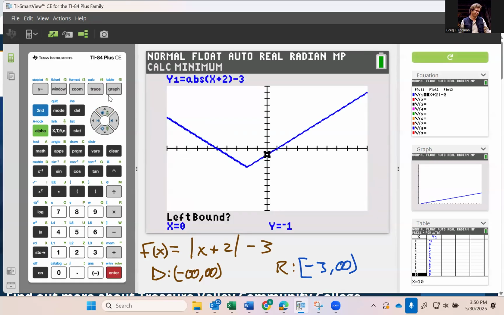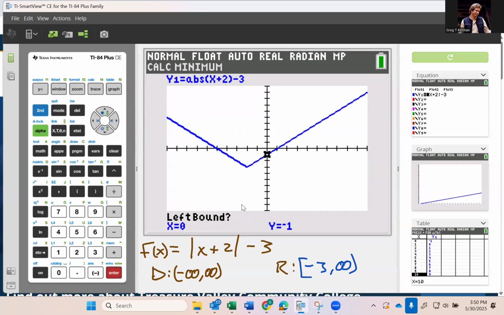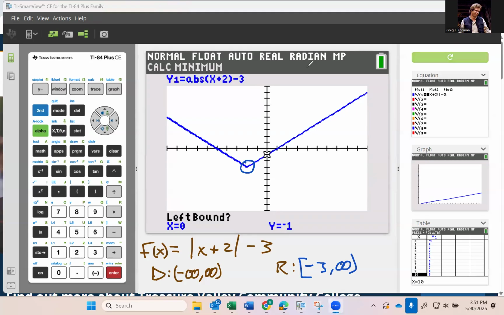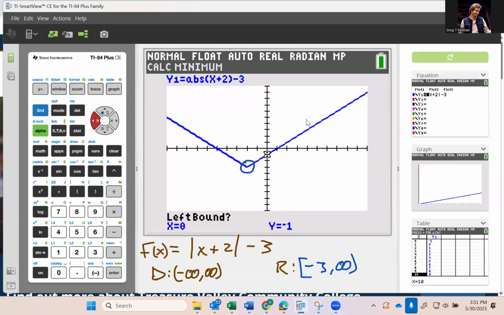So we'll go minimum. And then we jump into Monty Python mode, and it says, answer these questions 3. What is your left bound? Well, we're interested in this point right here. So let's go to the left of that point. I'm using my left arrow in that circle of arrows on the calculator, and I hit enter. And when I hit enter, it says, what is your right bound? Now I'm going to go to the right of it, and that looks good right there, I guess. Then it says, what is your best guess?